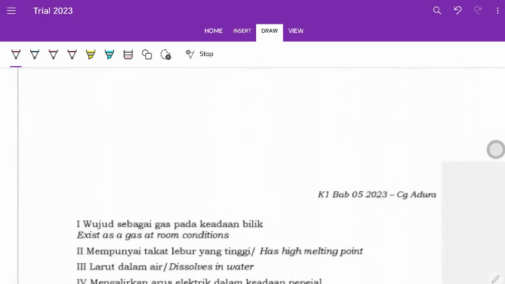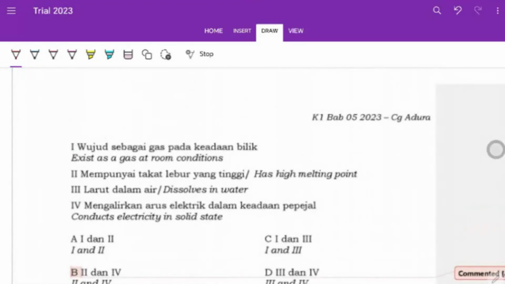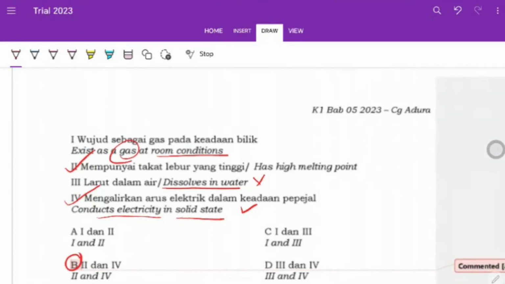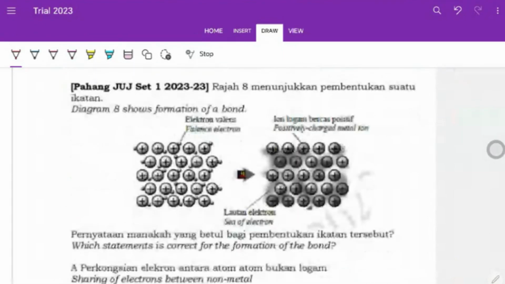So which one is true? Exists as a gas at room condition? No. Metal at room condition will be solid. High melting point? Yes, that's why it exists as solid. Soluble in water? No. Conduct electricity in solid state? Yes, metal can conduct electricity. That's why for electrical wire we use copper. Copper is a metal. Iron also can conduct electricity.